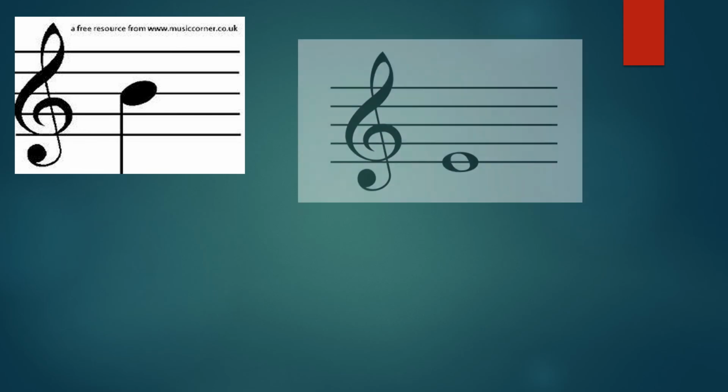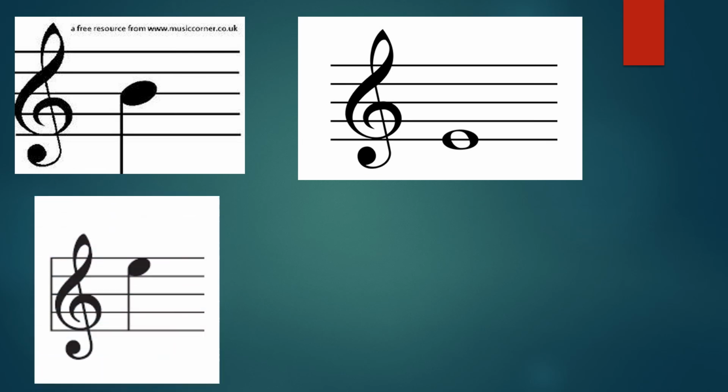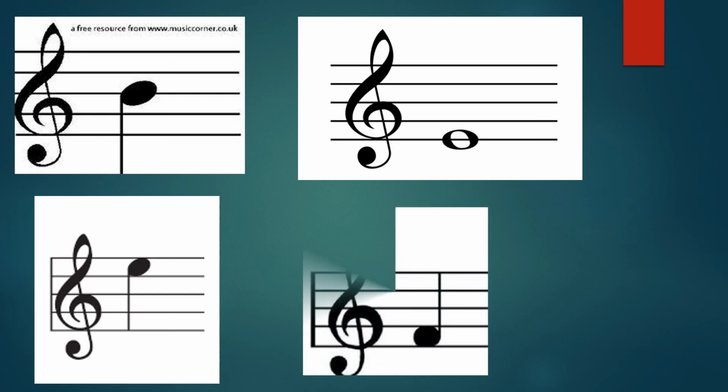Number 1. Correct. The pitch name is B because it is on the third line. Correct. This is E because it is on the first line. Great! The answer is E because it is on the last space or on the fourth space. Last one is F because it is on the first space.